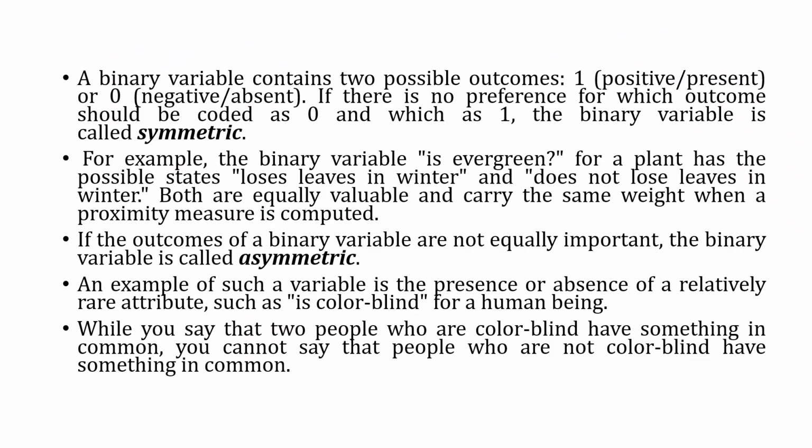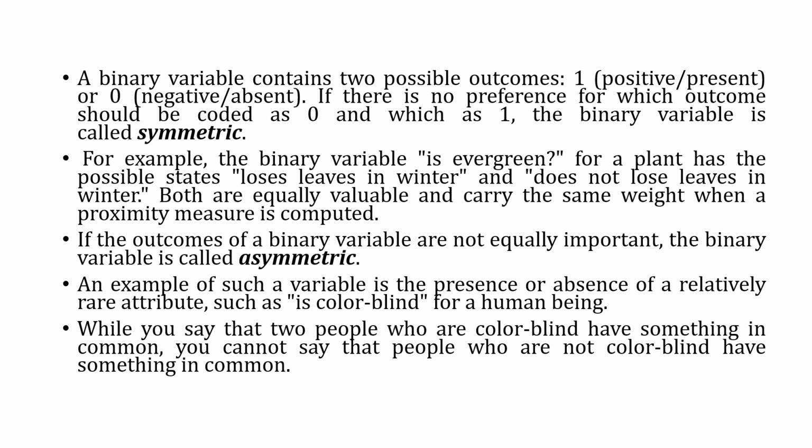As I've already explained, a binary variable contains two possible outcomes: a 1, which could be positive or present, or a 0, which could be negative or absent. If there is no preference for which outcome should be coded as 0 and which as 1, can you say whether male can be coded as 0 and female as 1? Does it mean that male is 0 and female is the first number?